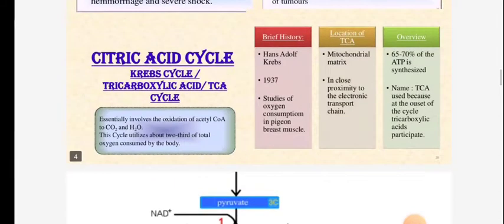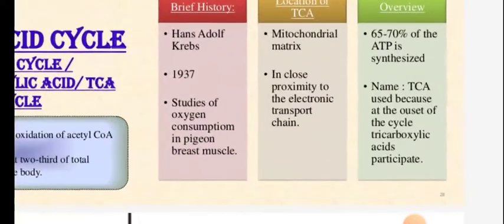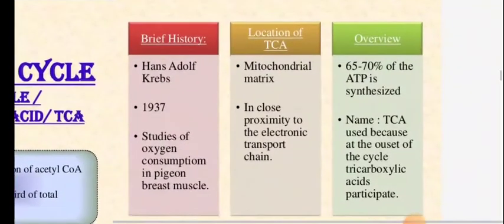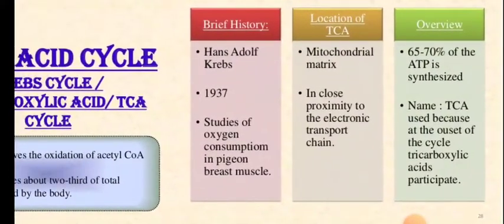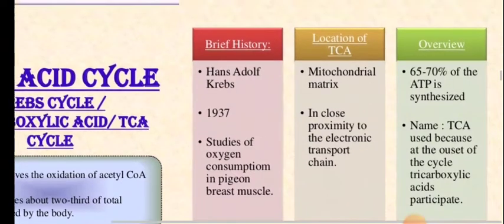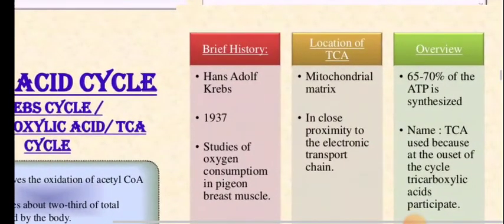Here you see the table with the brief historical characters. Hans Adolf Krebs, 1937, studied oxygen consumption in pigeon breast muscle. Then the location of the TCA is the mitochondrial matrix, in close proximity to the electron transport chain. And overview: 65 to 70% of the ATP is synthesized here.